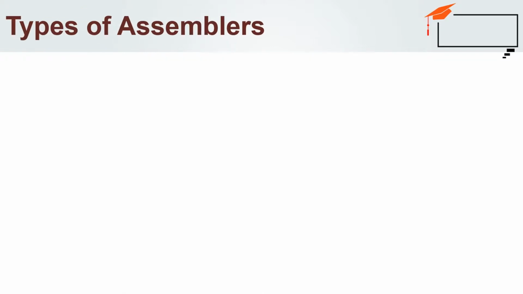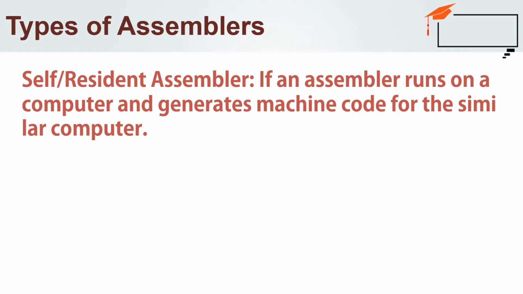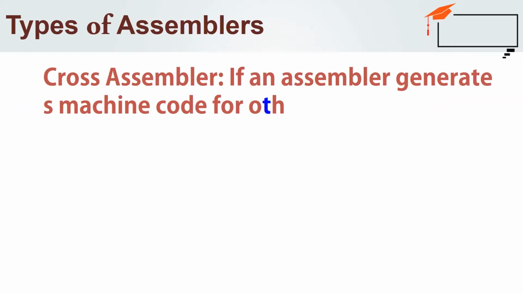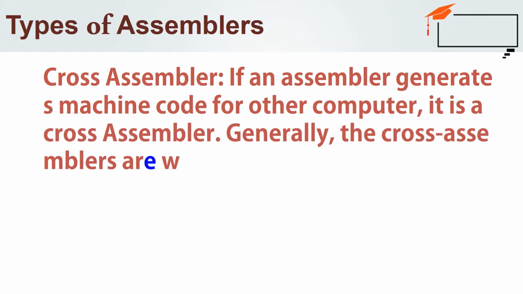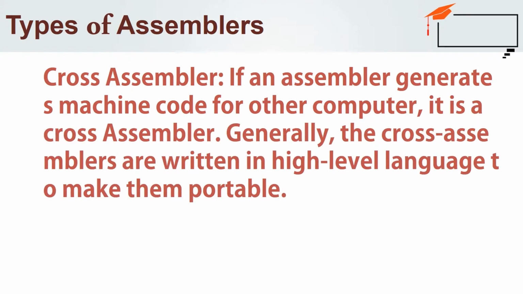Types of assemblers. 1. Self or resident assembler. If an assembler runs on a computer and generates machine code for the same computer, it is called a resident assembler. 2. Cross assembler. If an assembler generates machine code for other computers, it is a cross assembler. Generally, cross assemblers are written in a high-level language to make them portable. They run on a large machine and produce object code for a small machine.